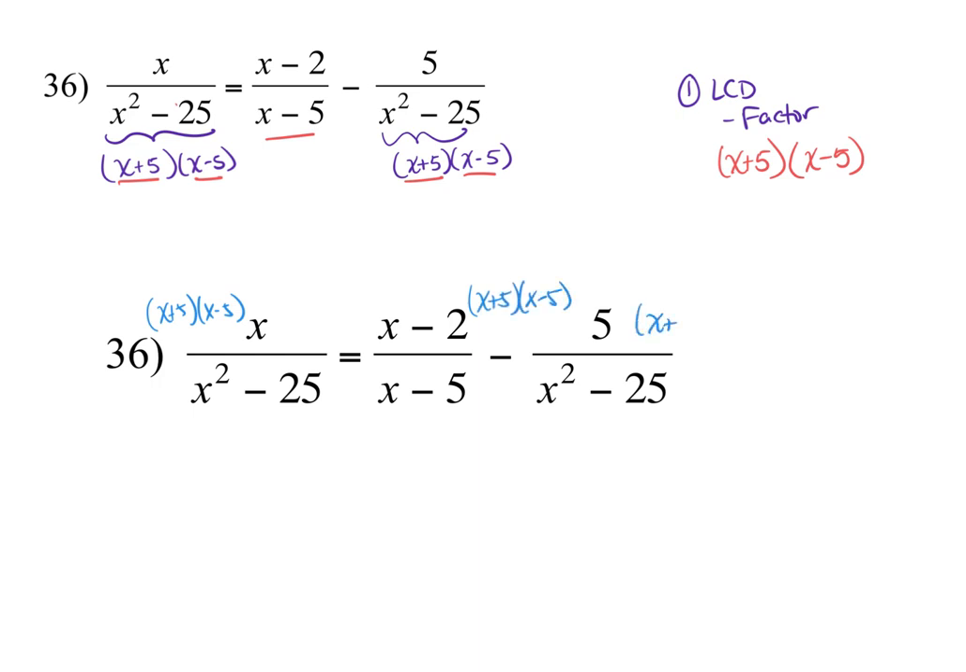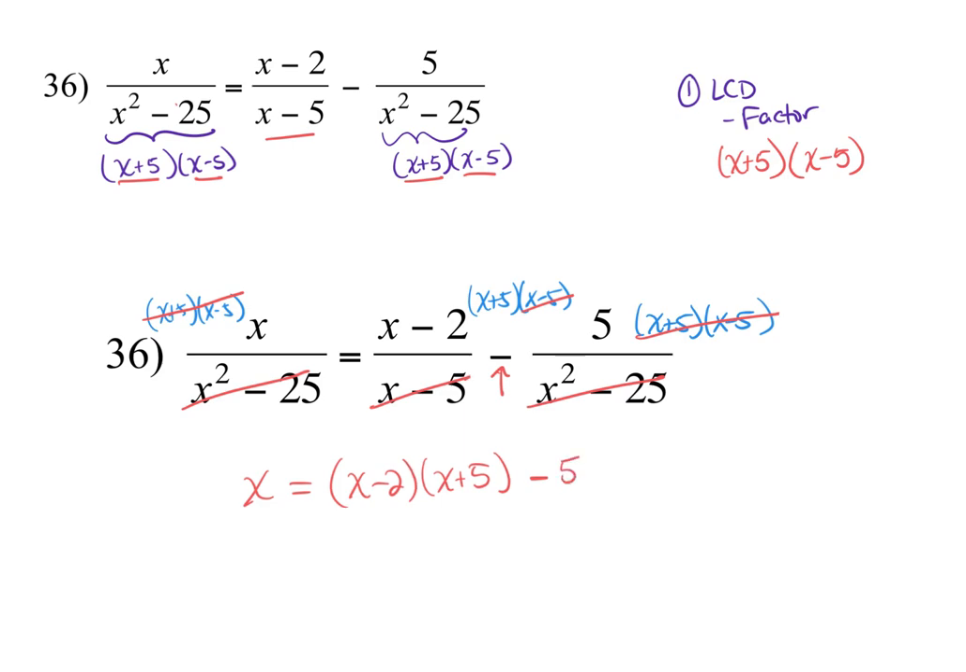And same thing here. All right, this in factored form is the entire thing. So the whole thing cancels, and I'm left with just the x. Here, just the x minus 5 cancels, and I'm left with the x minus 2 and the x plus 5. Don't forget this is subtraction, so write your minus sign. Here, x squared minus 25 is the whole thing. So x plus 5, x minus 5, and I'm left with just the 5.